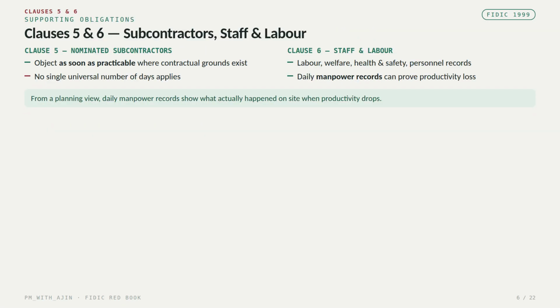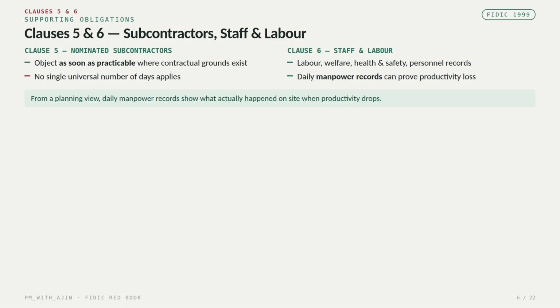Clause 5 deals with nominated subcontractors. The contractor may need to raise an objection to a nominated subcontractor as soon as practicable after receiving the nomination where the contractual grounds exist. There is no single universal number of days for every action under Clause 5.